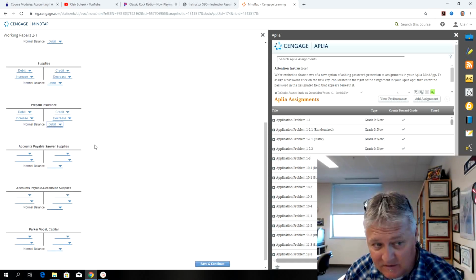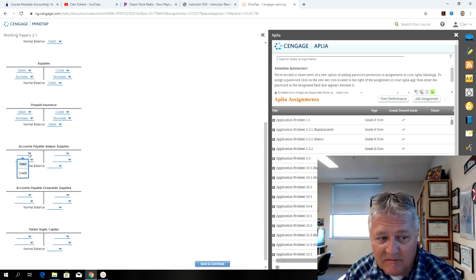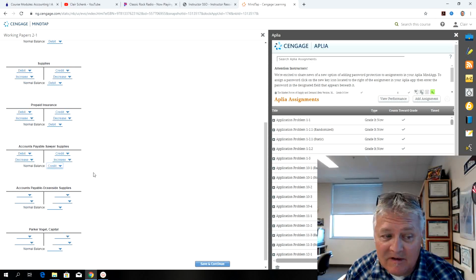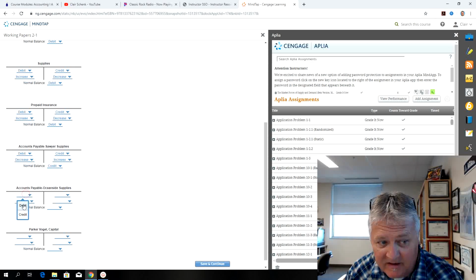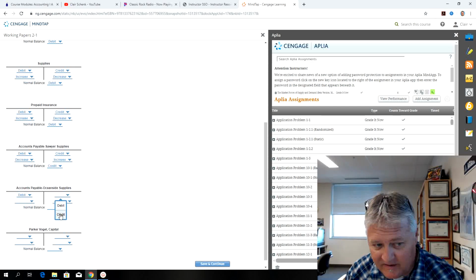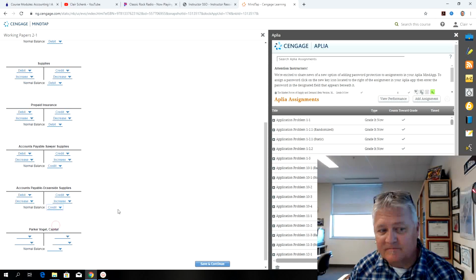Now, accounts payable for Sawyer Supplies, which is a vendor we buy things from. Debits are still on the left, credits are still on the right. To increase, we'd credit. To decrease, we debit. And the normal balance is the credit side. So it changed. Accounts payable is a liability account. Debits on the left, credits on the right. Normal balance is on the credit side. So we increase it that way, and to decrease, we debit. And the normal balance is a credit.